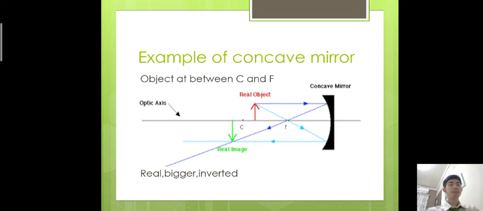Example of concave mirror is object at between center of curvature and focus. We put the real object between curvature and focus. Then we pull a line from real object to the mirror and reflect it to the focus. Then we get another line pulled from the real object through the mirror while passing through the focal and reflect it towards me. Then we get the real image: real, bigger, and inverted.